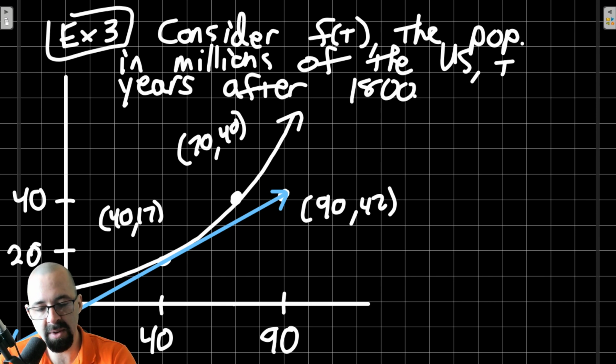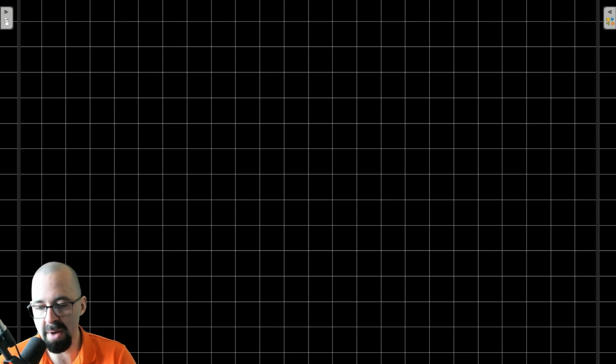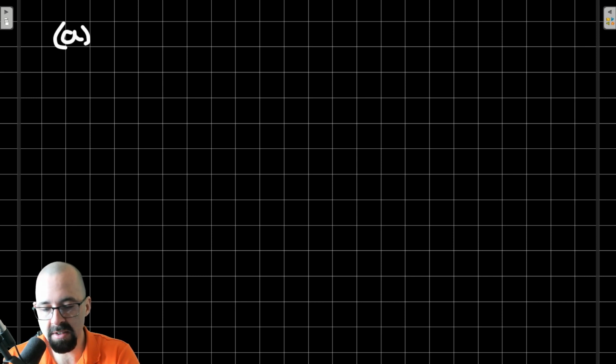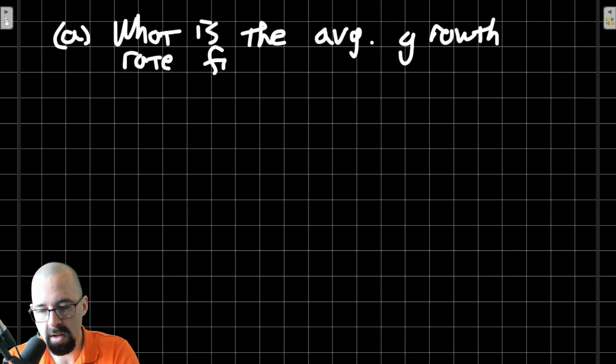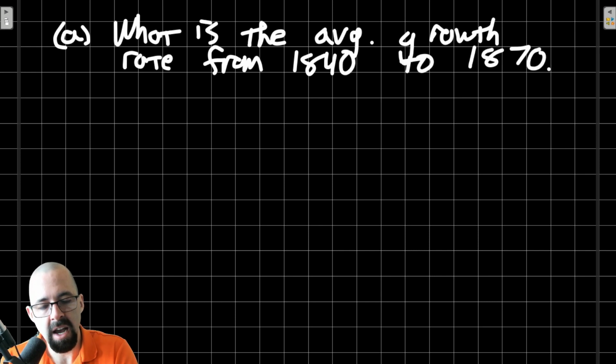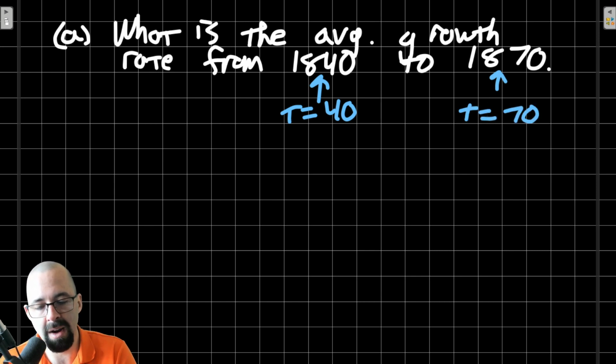For space reasons, we have to write the questions on the next page, but we'll always be bouncing back. All right. So part A is, what was the average growth rate from 1840 to 1870? And remember that t is the years after 1800. So, right, this is t equal to 40. This is t equal to 70, and we want to find the average growth rate, the average slope. All right, from 40 to 70.